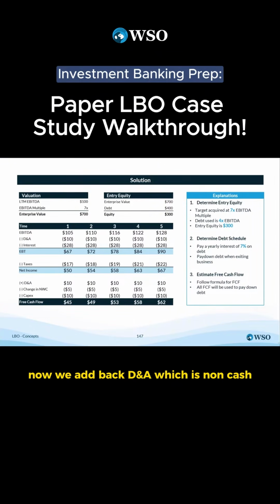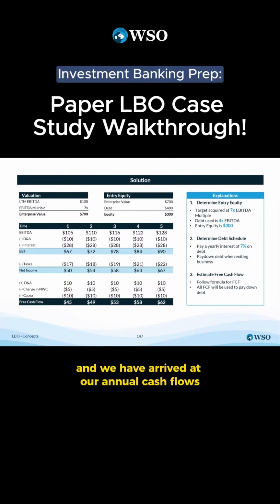Now we add back D&A, which is non-cash, and subtract our other 2 cash items, change in net working capital, given as -5, and CapEx, which we are told equals D&A. Summing these values, we have arrived at our annual cash flows for the 5-year hold period.